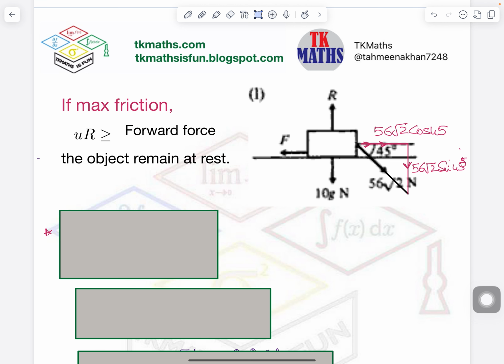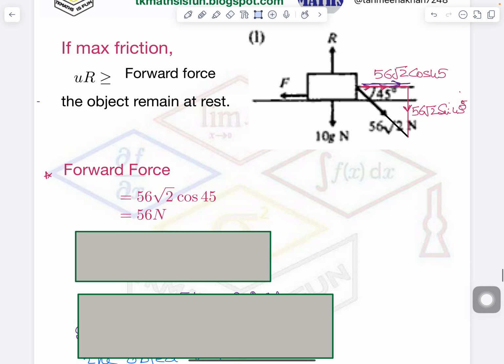Okay, so we have seen that if maximum frictional force is greater than forward force, and forward force is here, it is this line acting in this direction, right? Then object will remain at rest, otherwise it will accelerate. So let's see here. By resolving the forces, we know forward force is 56 times root 2 cos 45, which is equivalent to 56 Newton.